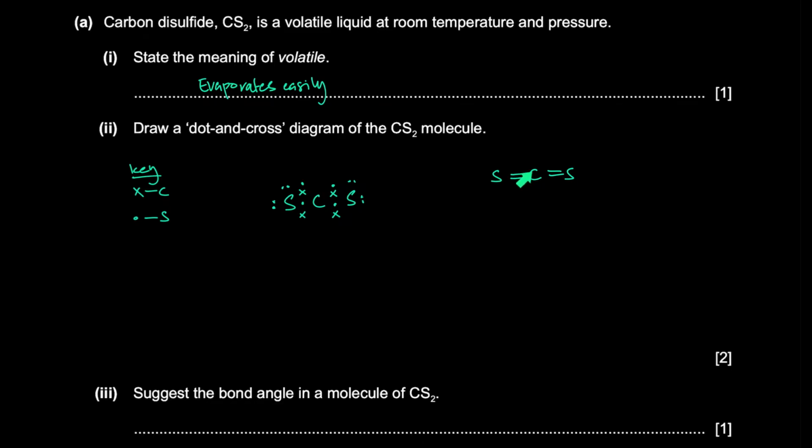Suggest the bond angle in a molecule of CS2. Carbon disulfide is very similar to carbon dioxide, right? So that means that we have a 180-degree bond angle here. And since carbon is just bonded to 2 atoms here, the total number of atoms around carbon is 2, and there's no lone pair. So what we need is 2 hybrid orbitals. So the hybridization of this carbon atom must be sp hybridization. It's sp hybridized, okay?